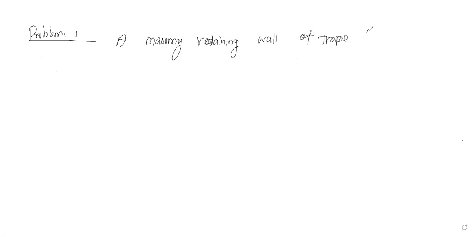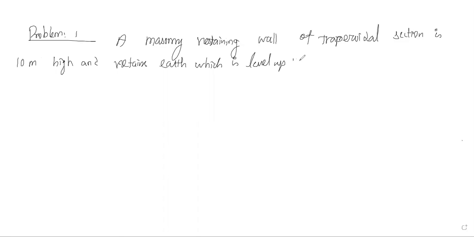Now let us move on to the problem. A masonry retaining wall of trapezoidal section is 10-meter high and retains earth, which is level up to the top.